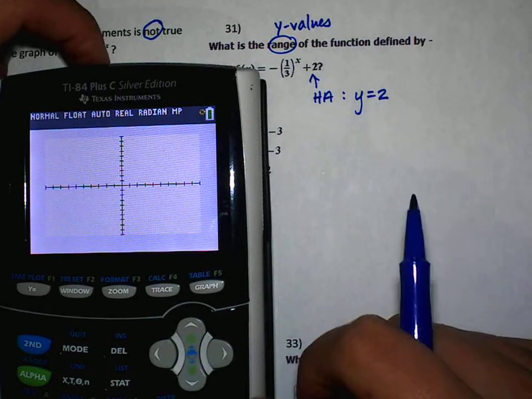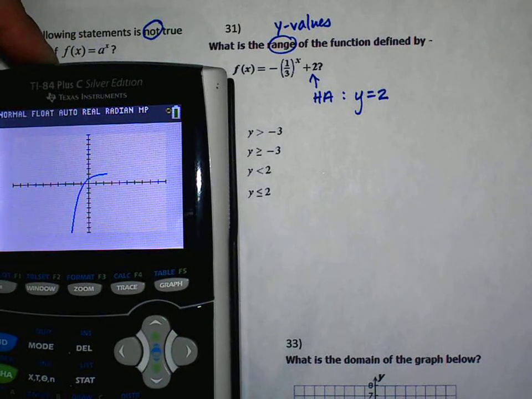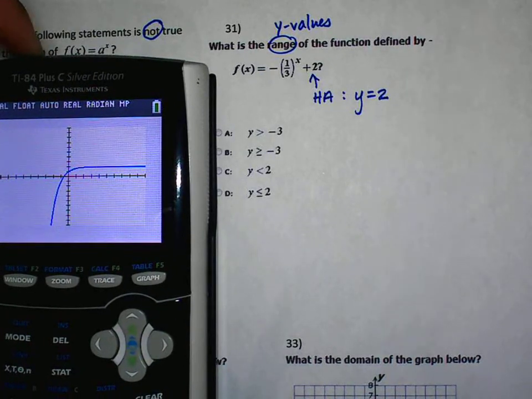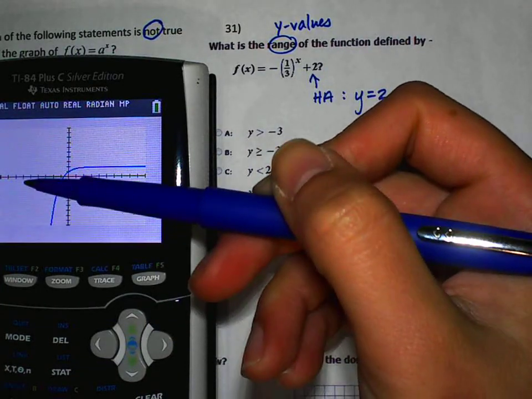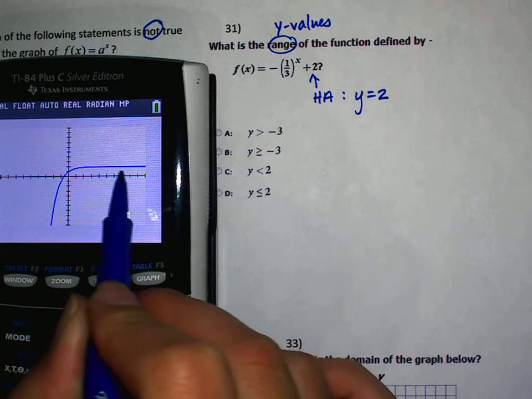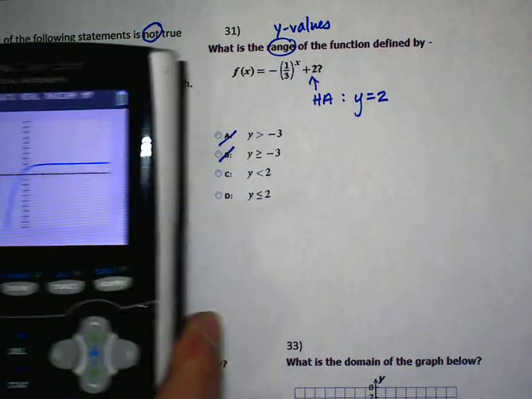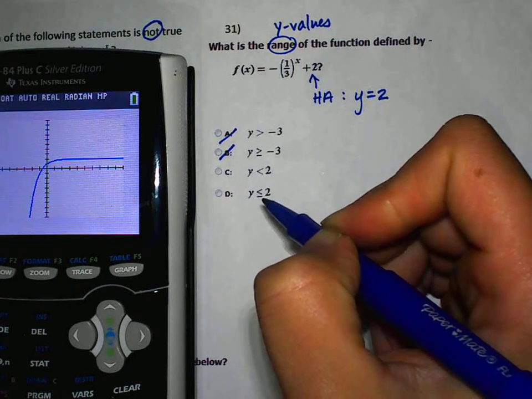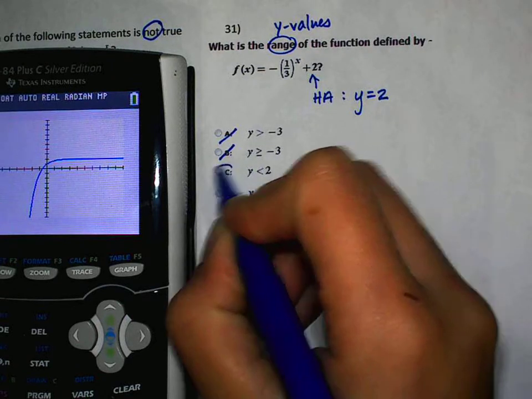All right, taking a look at my graph. It's coming up and then evening out at 2. Okay. Remember, asymptote is it never actually touches it, it just gets really close to it. Okay, so I know it's going to be everything up until right here, which is 2. So I'm going to cross out A and B because it's using -3 and it doesn't make sense. Here, you have less than 2, less than or equal to 2. We know it can't equal 2, right, because that's your asymptote. So my only choice I have left is C.